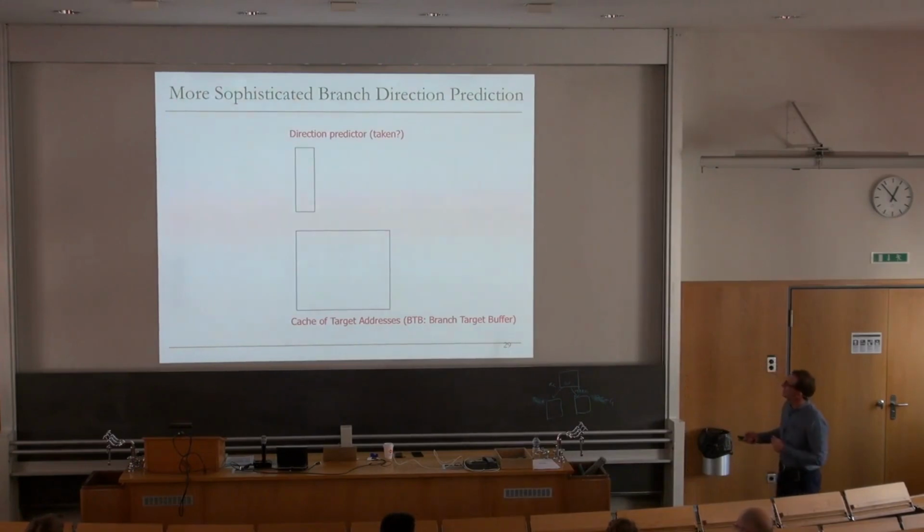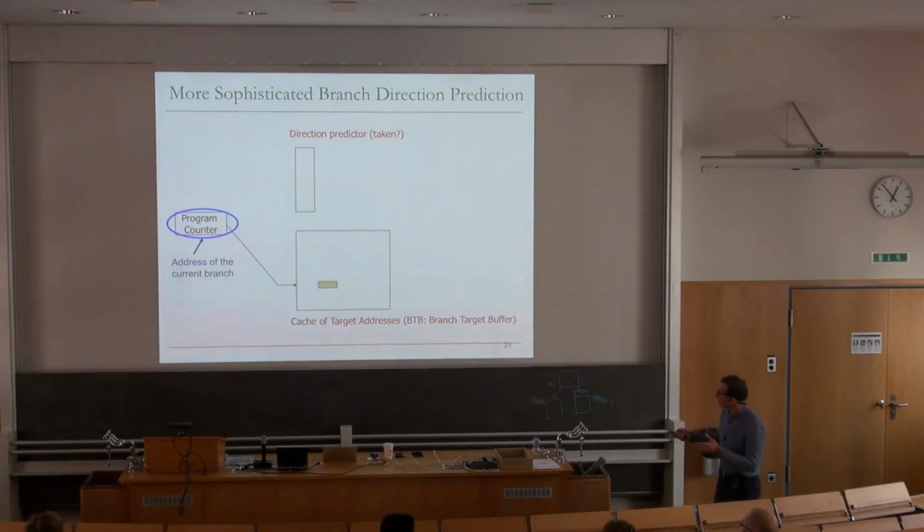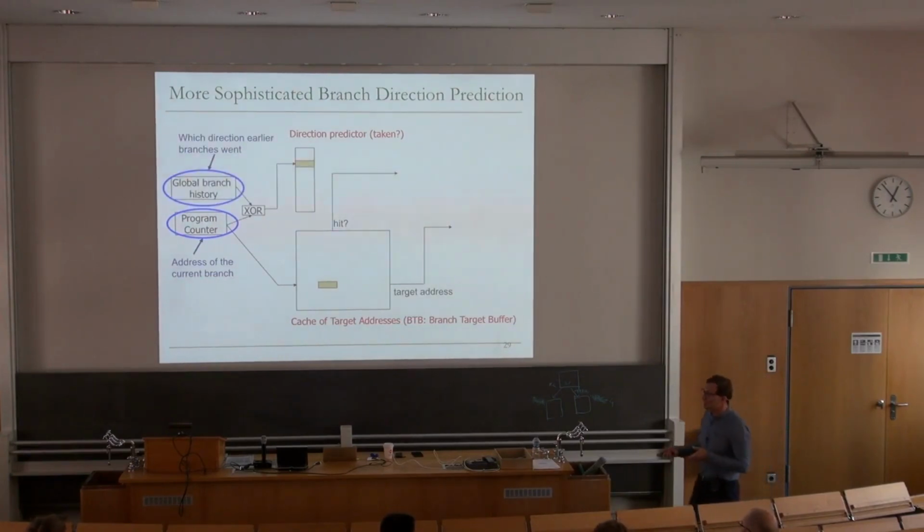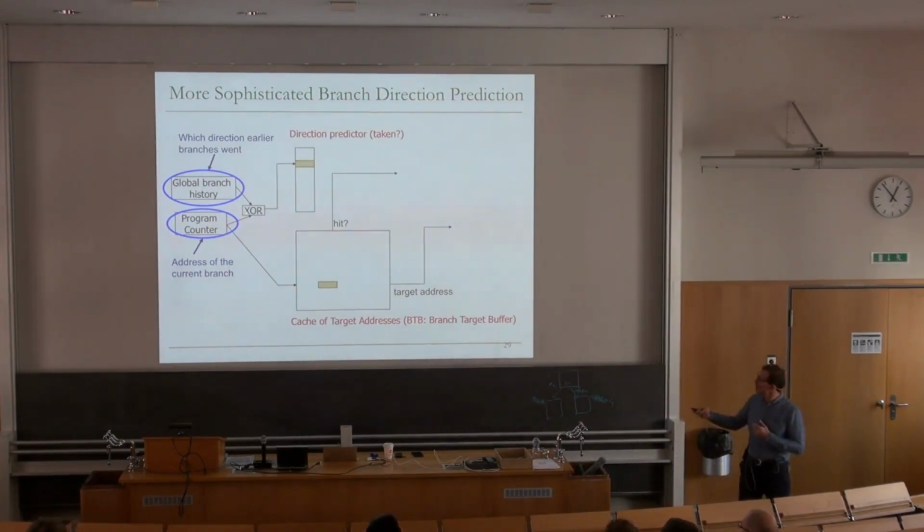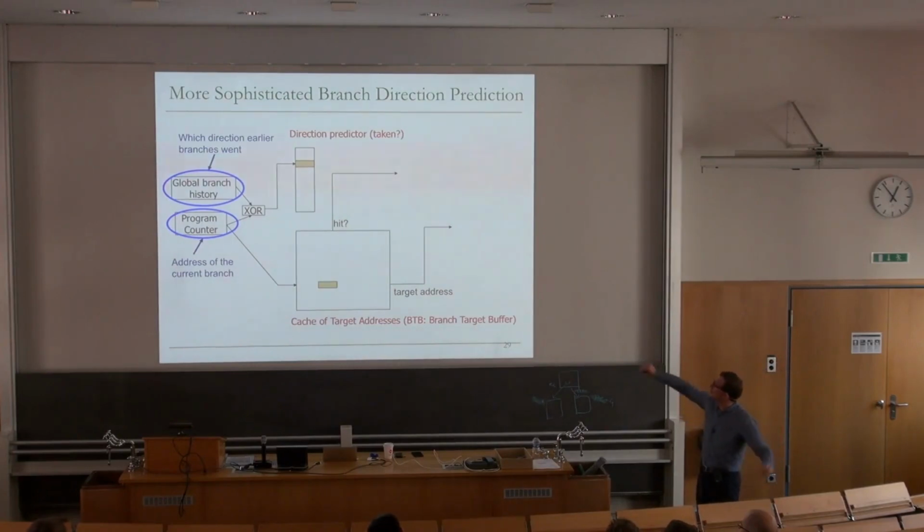Okay, so more sophisticated ones, just to foreshadow what's going to come. We're going to use a program counter to get the hit and target address, but we're going to build a predictor that looks like this. It's actually used in many machines. You basically hash the global branch history, which direction earlier branches went, with the program counter, and that is going to improve our prediction accuracy for multiple reasons. It gives you more context, and also it distributes the accesses to the direction predictor better.